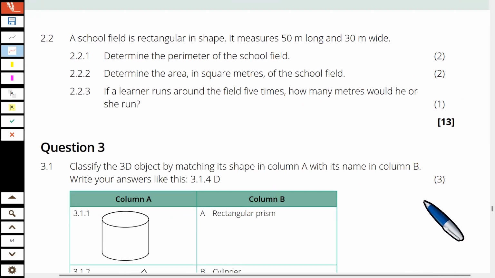Right, in this question here, we're looking at a school field that is rectangular in shape. It measures 50 meters long and 30 meters wide. Determine the perimeter of the school field. I'm giving you 2 minutes because it's 2 marks. Please try it.